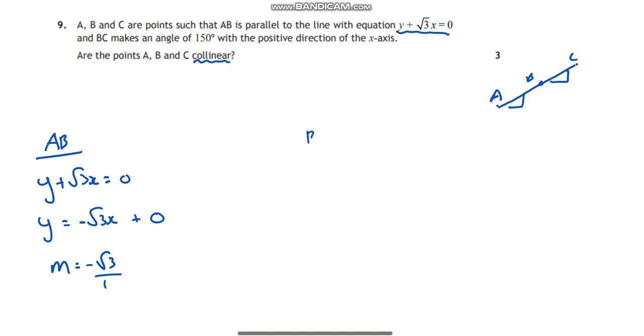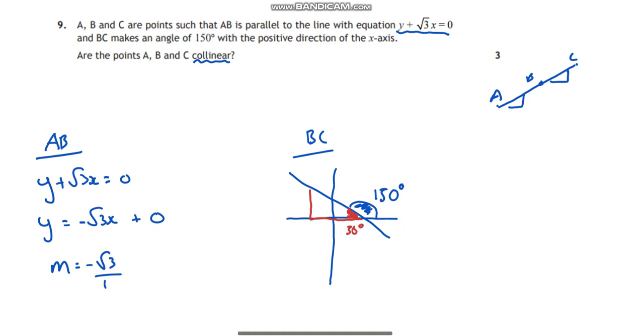When I'm looking at line BC, it makes an angle of 150 degrees with the positive direction of the x-axis. What that means is it's doing something like this, and there's my 150 degrees. To get the gradient of that one, I need to use that angle to make my little triangle. I know that angle in there is going to be 30 degrees, and I should know that m is equal to tan theta. So my gradient is equal to tan of 30 degrees.